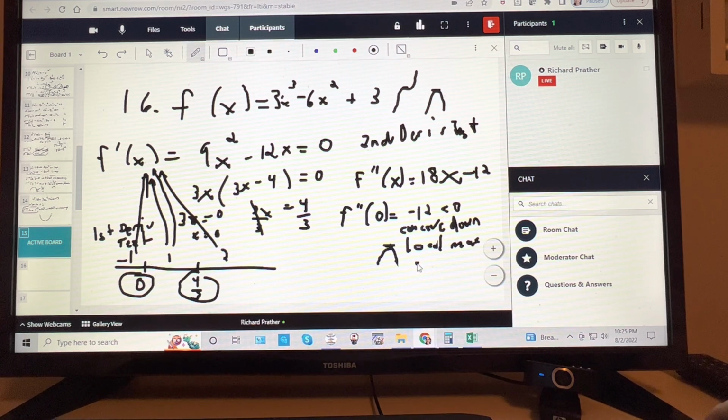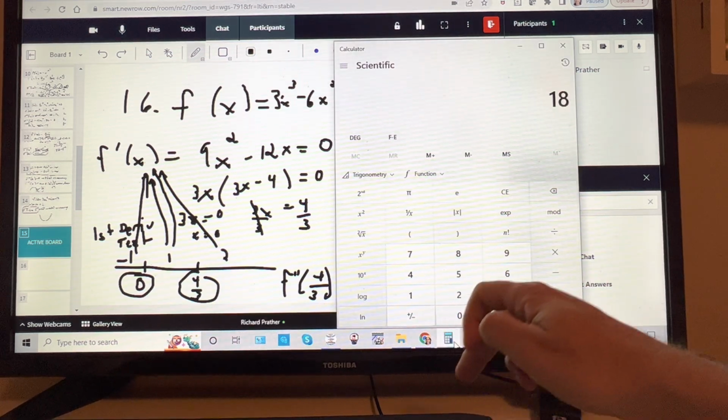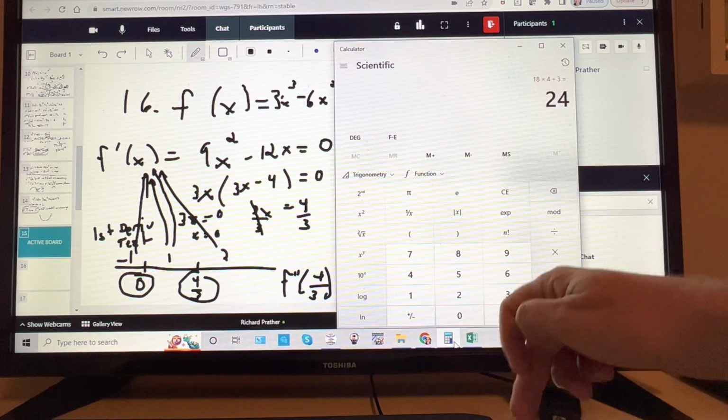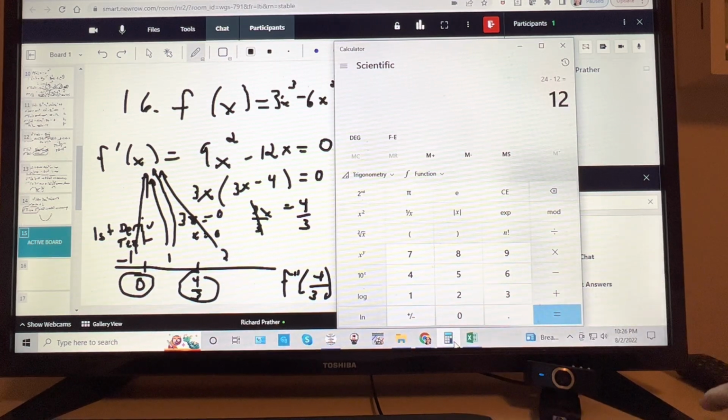There's a local maximum at x equals 0. Now, I don't know what the "of" part is, but if they ask for that, then you always go back to the original for that. So actually, the "of" is right there, of 3. There's a local maximum of 3 at x equals 0 because I can easily plug 0 into the original. And then if I do the second derivative at 4/3, 18 times 4/3 minus 12 is 12.